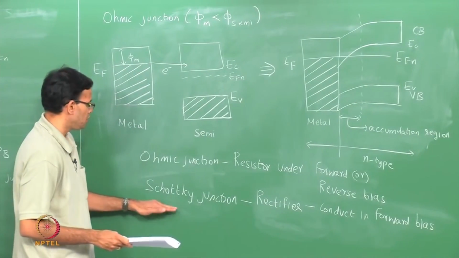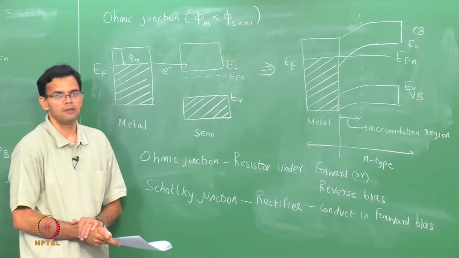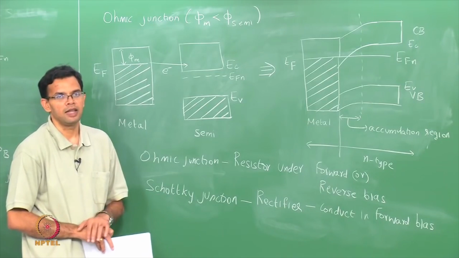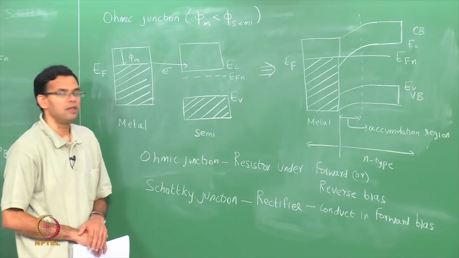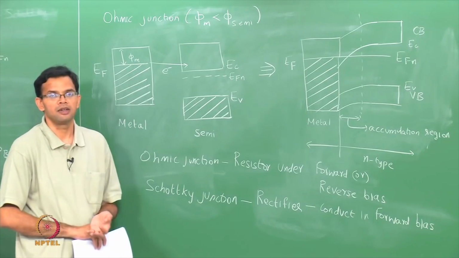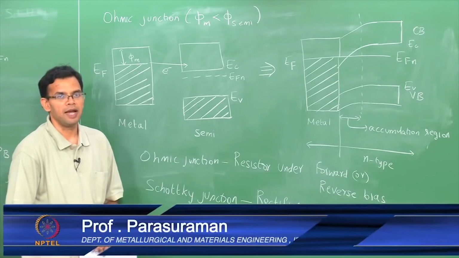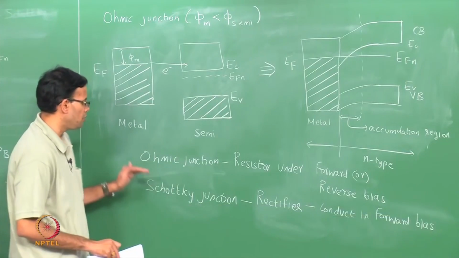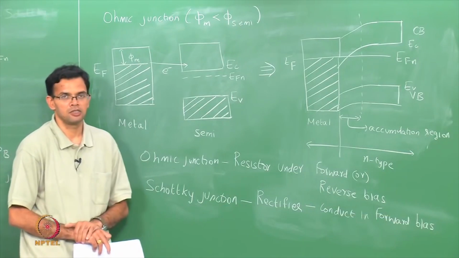So, this difference between these two junctions depends upon the difference between the work functions of the metal and the semiconductor. All the examples we have worked out today were with an n-type semiconductor, but we could draw similar band diagrams if we had a p-type material. So, we can have similar ohmic and Schottky junctions.